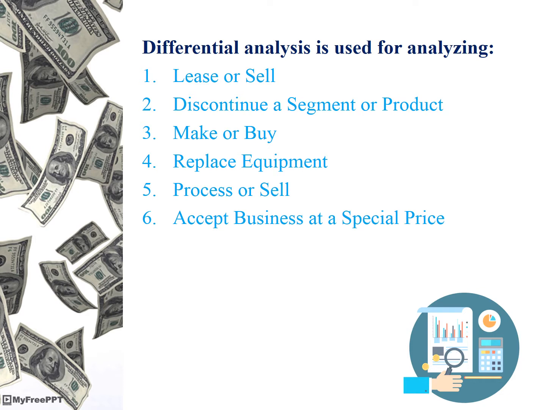So to start with, let us have a recap first. In this chapter, differential analysis is illustrated for the following common decisions. First, leasing or selling equipment. Second, discontinuing an unprofitable segment. Third, manufacturing or purchasing a needed part. Fourth, replacing fixed assets. Fifth, selling a product or processing further. And the last one, accepting additional business at a special price.